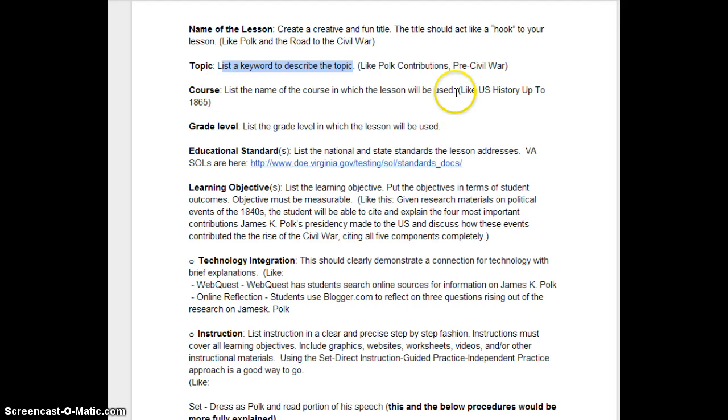The course is U.S. history up to 1865. And so this is like the fifth grade course. And then grade level is actually fifth grade, for this lesson, the example I'm giving.